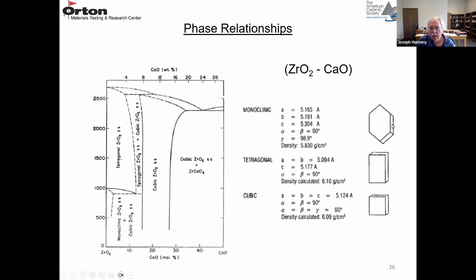So here's monoclinic zirconia. Its density is 5.83 grams per cubic centimeter. Tetragonal is denser. It goes up to 6.1 grams per cubic centimeter. And then the cubic form is about the same density as tetragonal, 6.09. So you're stabilizing it in the cubic form.